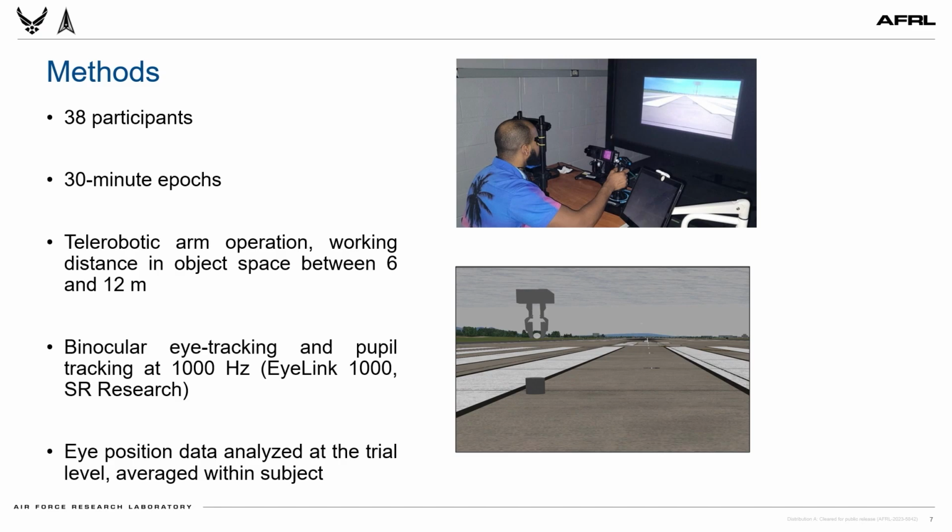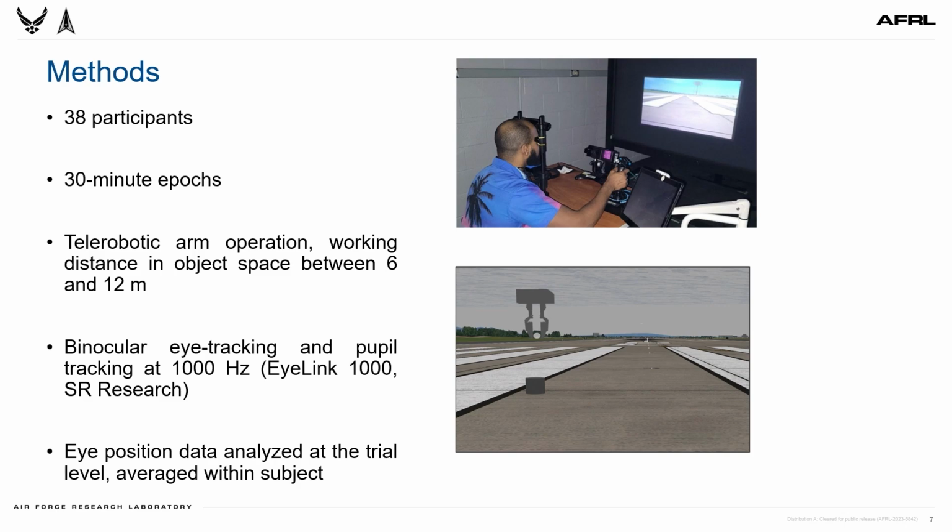So I'm going to talk about the experiment that Ellie talked about on Monday. I'm not going to go into too much detail about what the task actually was, but it was basically telerobotic arm operation with a working distance in object space between 6 and 12 meters, so kind of far away. And your eyes were moving throughout this space. On any given trial, you could be anywhere between 6 and 12 meters away. So it was pretty robust in terms of where the eyes needed to go, and it was a precision task. So you needed to involve your eyeballs actively.